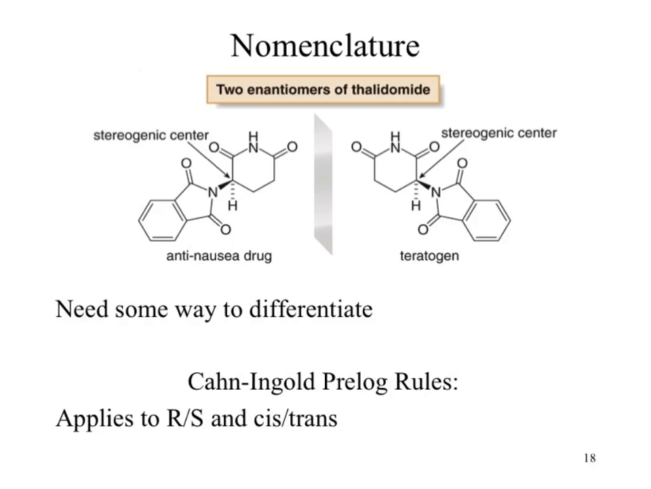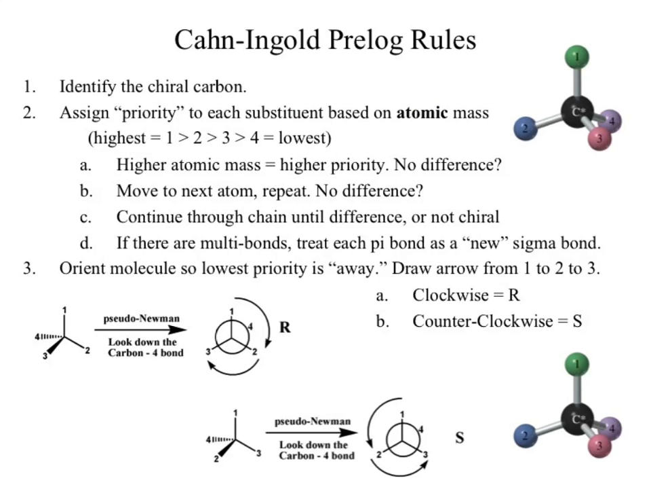Okay? So what are our Cahn-Ingold-Prelog rules? They look a bit long and extended. They really aren't that bad. It's pretty much the same thing that you go through and do with cis and trans. Our first step is to identify a chiral carbon. Okay? There's no point in looking at the Cahn-Ingold rules if you don't have a chiral carbon. So first find that chiral carbon.